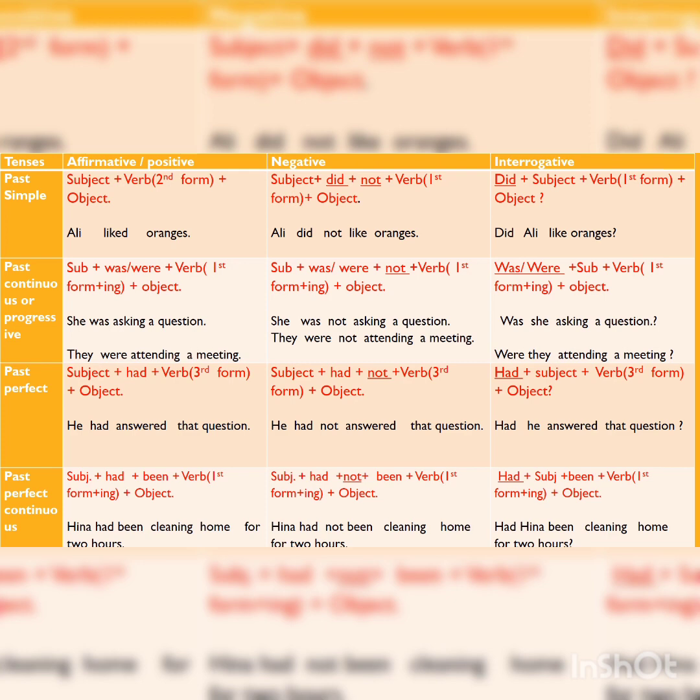In negative sentence, the structure goes like this: subject plus had plus not plus been plus first form of verb plus ing plus object. For example, Hina had not been cleaning home for 2 hours. And in interrogative sentence, the structure for past perfect continuous is had plus subject plus been plus first form of verb plus ing plus object. For example, had Hina been cleaning home for 2 hours?